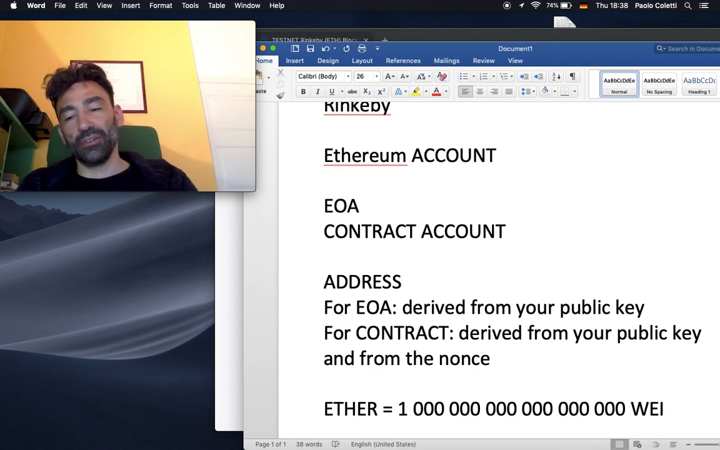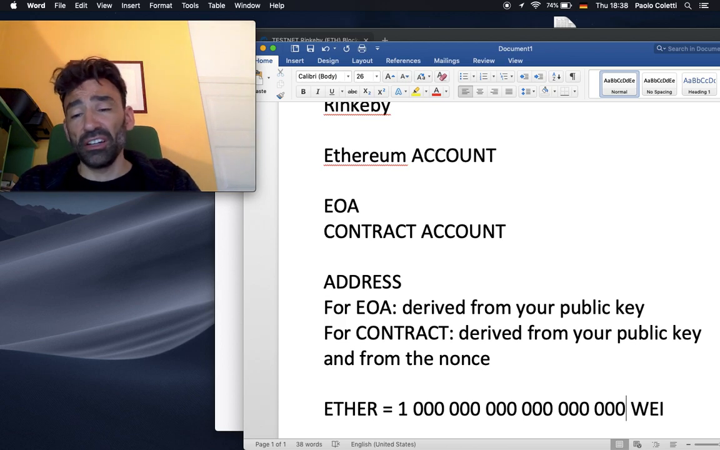So one Ether is equal to this amount of Wei. I tell you because very often you find prices expressed in Wei, especially prices for fees. Okay, so don't worry, if you put 1000 Wei, it's not a huge amount of money. Even though we won't use real Ether, it's not a huge amount of money.